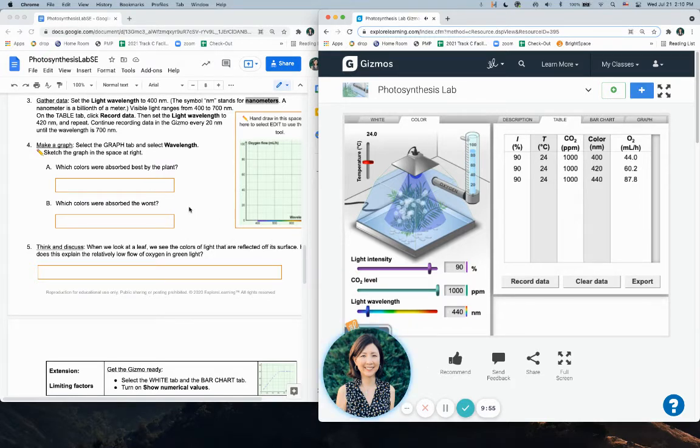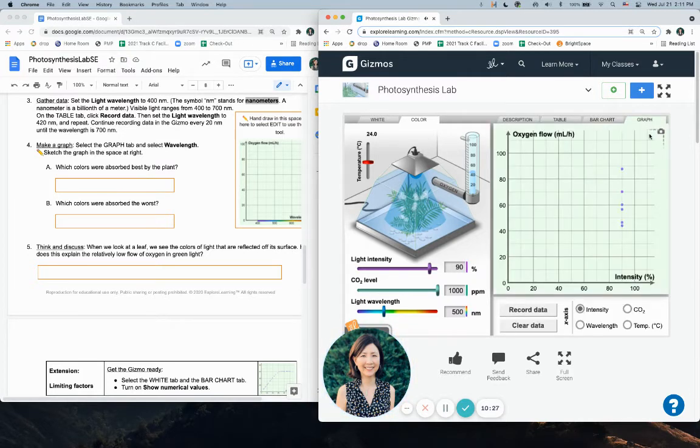And then you're going to be able to see which colors were absorbed best by the plant. I'll do a couple more just so you can see what this looks like. I won't do the whole thing. But you're going to go all the way to the end. And then you're going to hit graph. So mine is not finished, but yours will be finished.